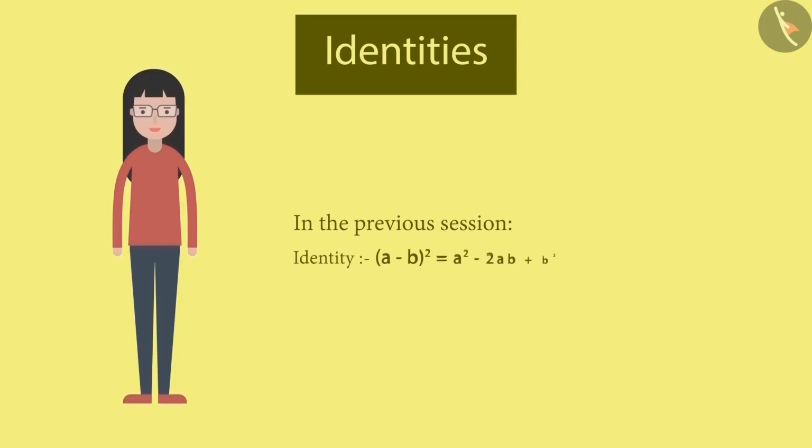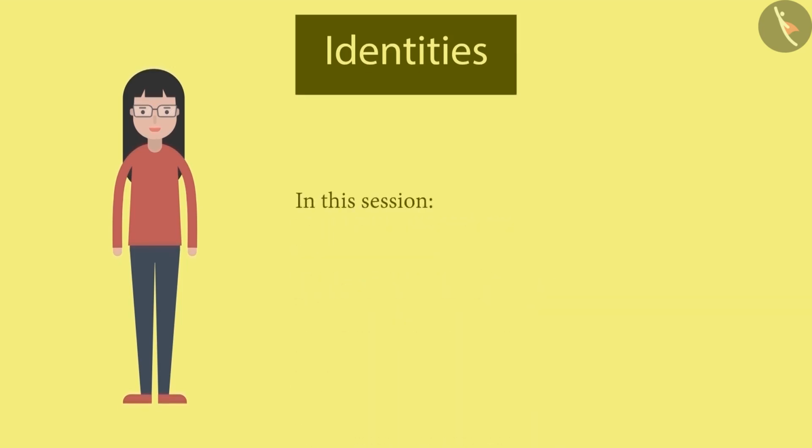In the previous session, we had seen this identity. (a - b) raised to the power of 2 is equal to a² - 2ab + b². In this session, we will see how to use this identity with the help of some examples.